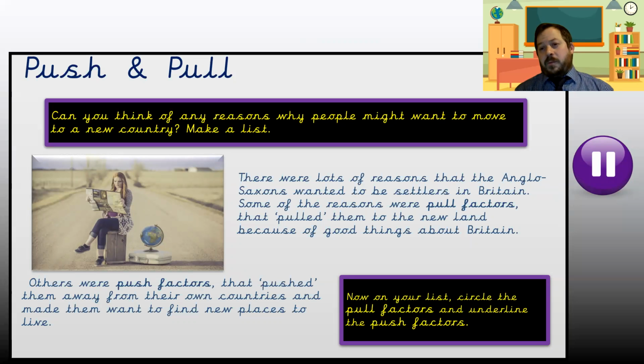So what you have to look at when you're looking at invaders and settlers are what are called push and pull factors. Can you think of any reasons why people might want to move to a new country? See if you can make a list. Pause now and think about it.